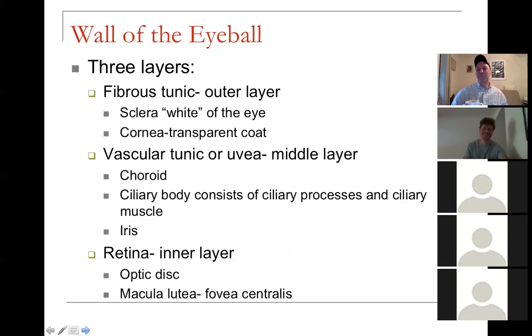Okay, so how do we actually build an eyeball? Catherine, is that a question, or are you just laughing? No, it was just a question. Exactly. Okay, cool.